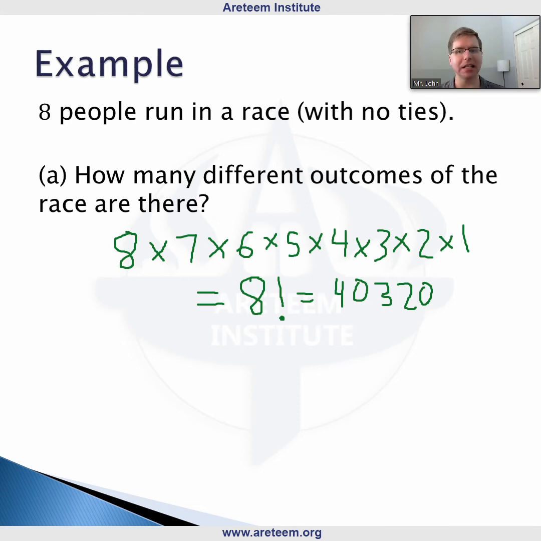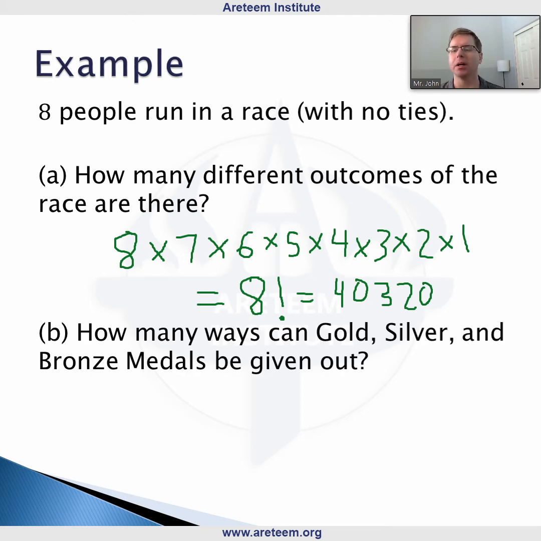Now, let's do a slightly modified version. What happens if we only want to worry about gold, silver, and bronze medals? Now, if we think about this a little bit, this is really telling us we only care about the first, second, and third place outcomes. So if we actually just think exactly as we did before, we can come up with, okay, 8 people could be given the gold, 7 people could be given the silver, and 6 people could be chosen for the bronze, right? And then we have this kind of written out that way as well.